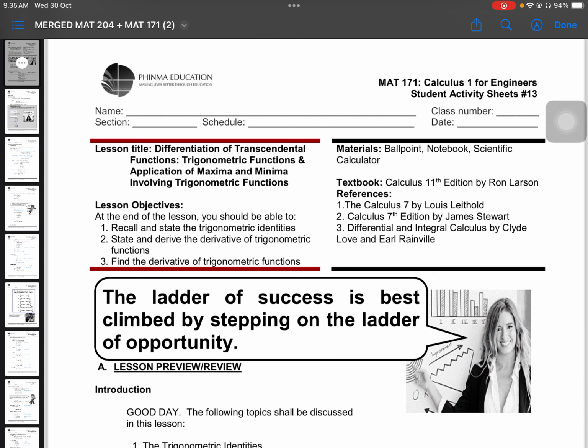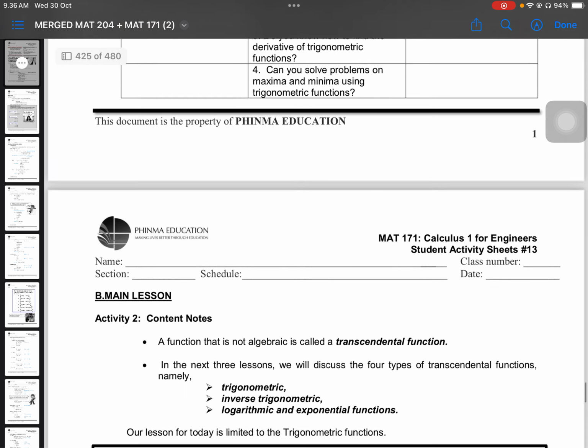The lesson title for today is the differentiation of transcendental functions, trigonometric functions, and application of maxima and minima involving trigonometric functions. The lesson objectives: at the end of the lesson, you should be able to recall and state the trigonometric identities, state and derive the derivative of trigonometric functions, and find the derivative of trigonometric functions. So let us start the main discussion here.